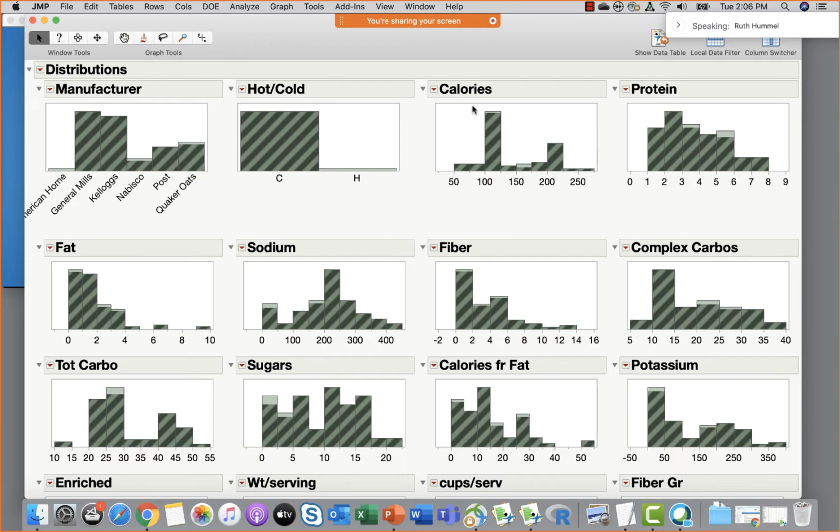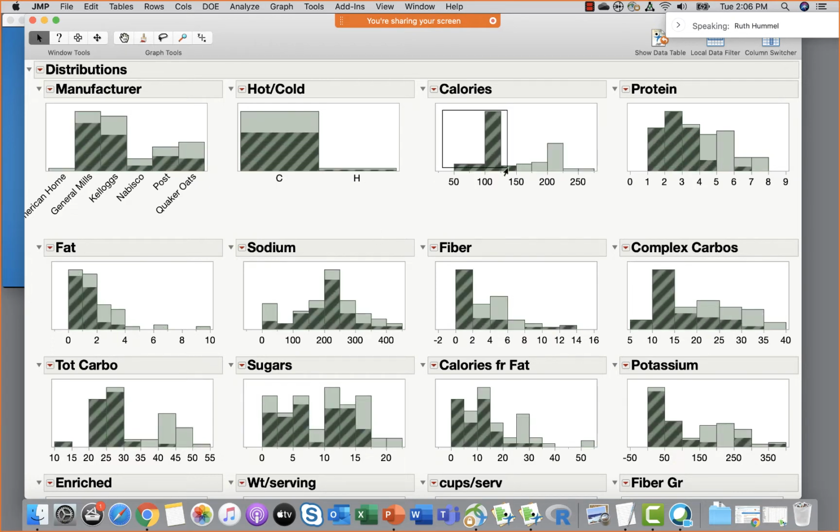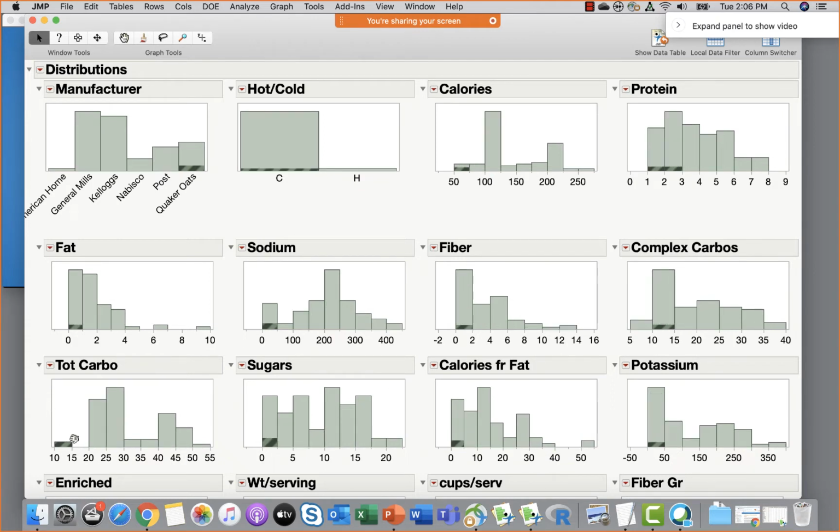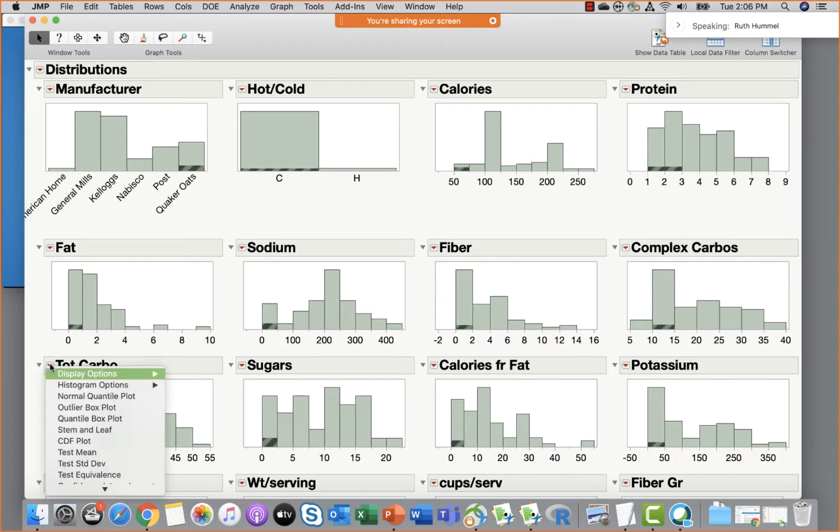I could see my cereals that are lower calorie tend to be lower in fiber, tend to be lower in protein. So I can kind of start exploring interesting features about this. I can also start looking for outliers, either things that just are a little bit outlying in my eye. So under total carbohydrates, this guy is a little bit outlying, but I could also see if it really is an outlier.